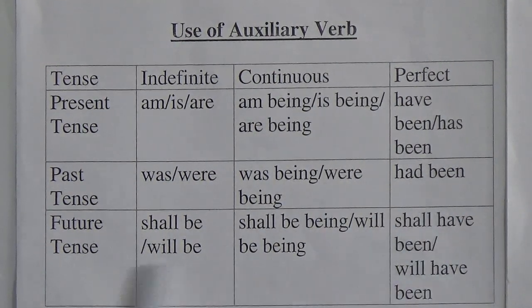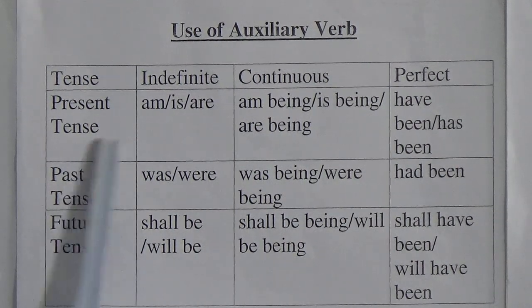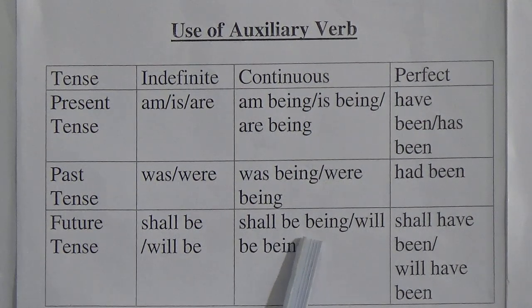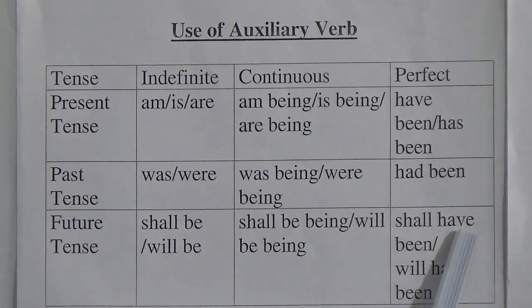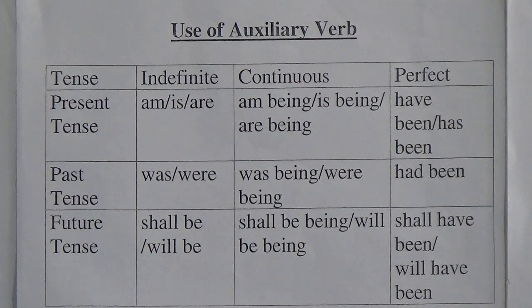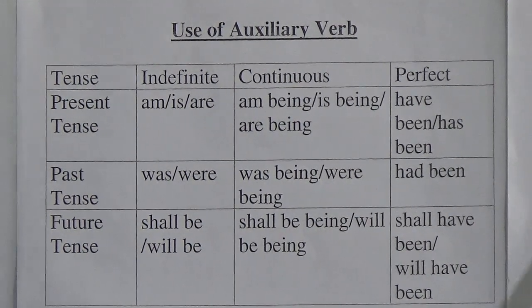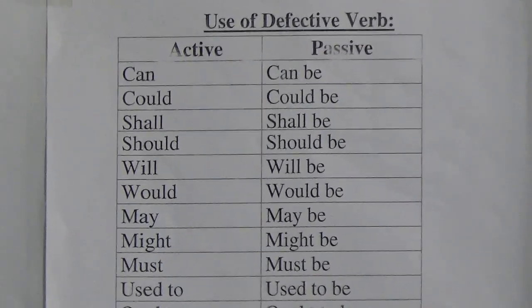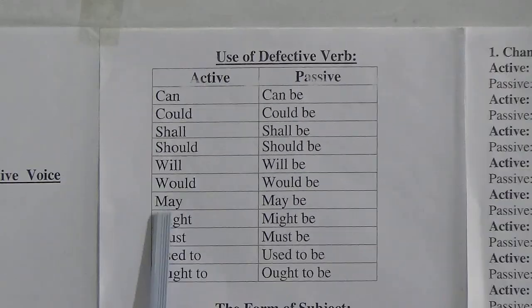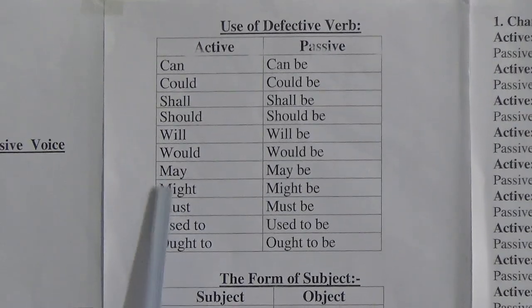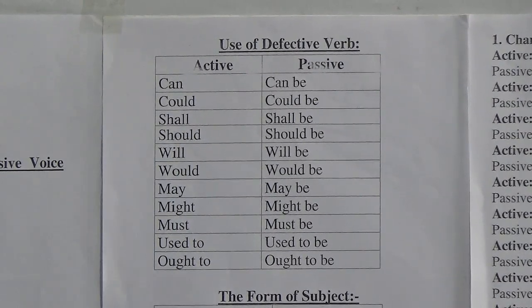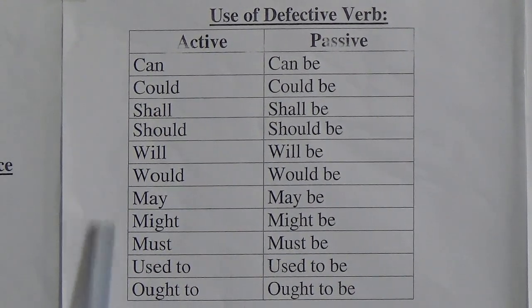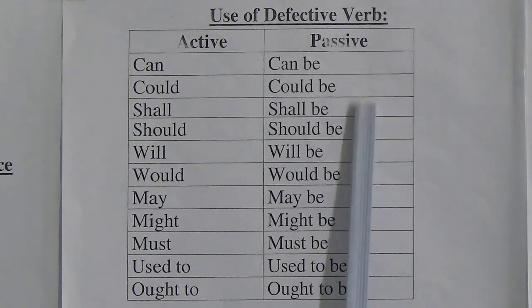Perfect tense, had been. Future indefinite tense, the auxiliary verb will be shall be, will be. Future continuous, shall be being, will be being. And future perfect, shall have been, will have been. We'll go to the next page: use of defective verb, or we can say modal auxiliary verb. We will add be after all the modal auxiliary verbs: can, could, may, might, shall, should, will, would, ought to, used to. After these auxiliary verbs we will add be.